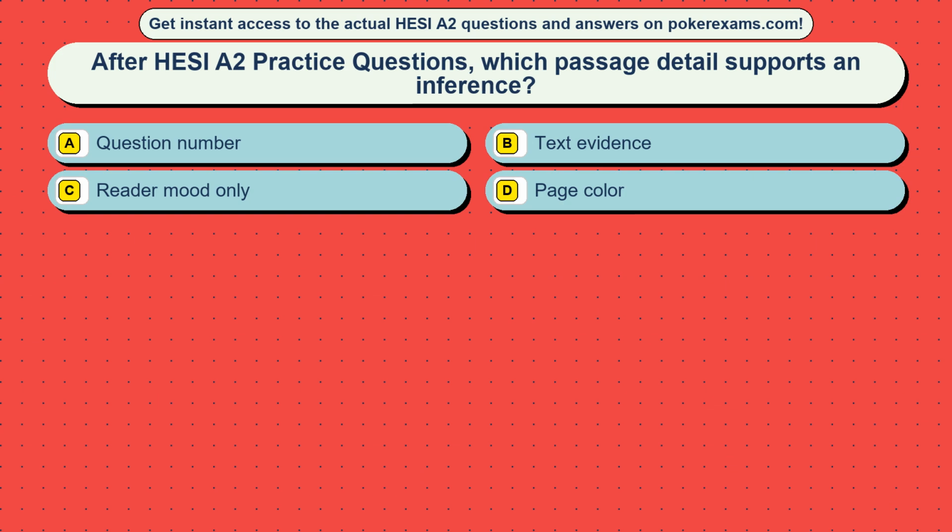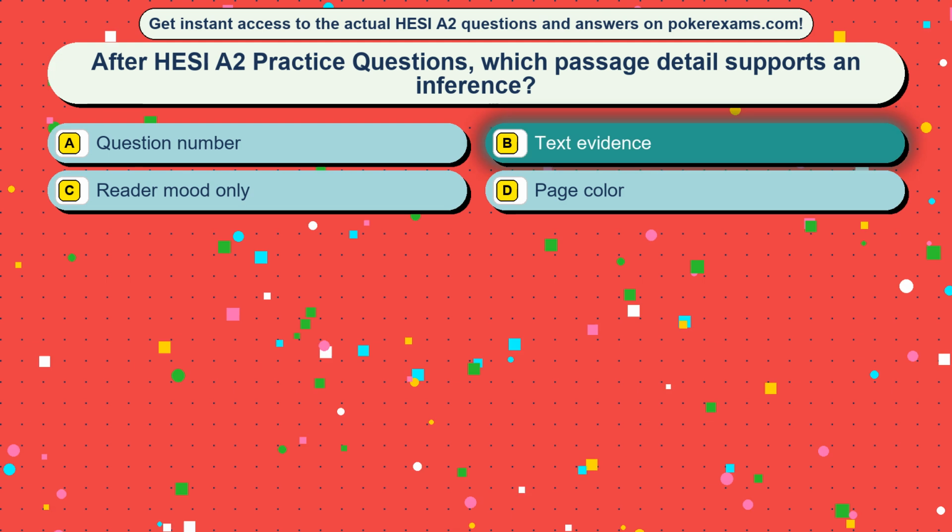Question 16. After HESI A2 practice questions, which passage detail supports an inference? Option A, question number. Option B, text evidence. Option C, reader mood only. Option D, page color. The correct answer is option B, text evidence.